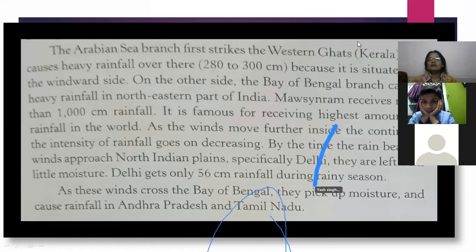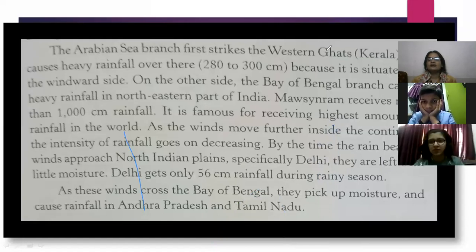And yesterday only I explained about this, the Mawsynram. Mawsynram is the place in the world which is the wettest place and receives highest rainfall in the world. And yesterday they asked about the driest place. Driest place is Atacama. Okay, it is in South America.